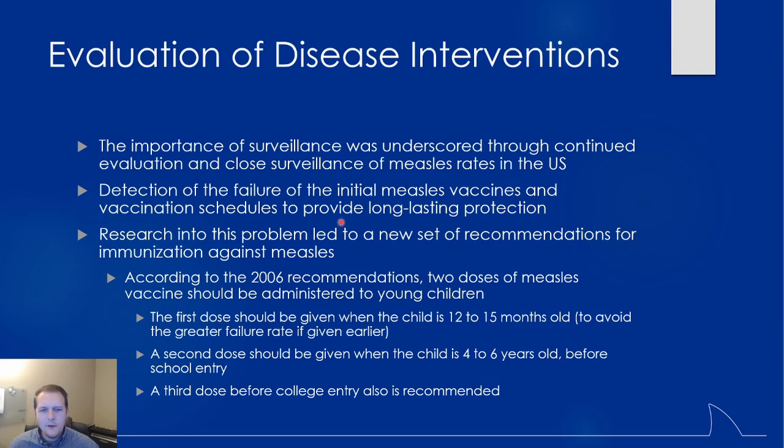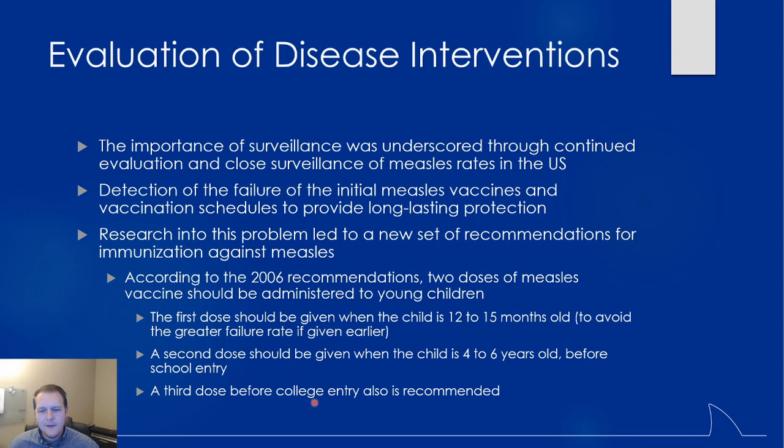And so by researching that problem, by looking at those trends, that's how they came up with newer recommendations for immunization. So basically they were saying that the first dose should probably be given at, say, 12 to 15 months old. That way they prevent issues of failure rates due to maternal immunity in the baby. They said a second dose should be given around 4 to 6 years of age, and then a third dose is usually recommended before they enter college.